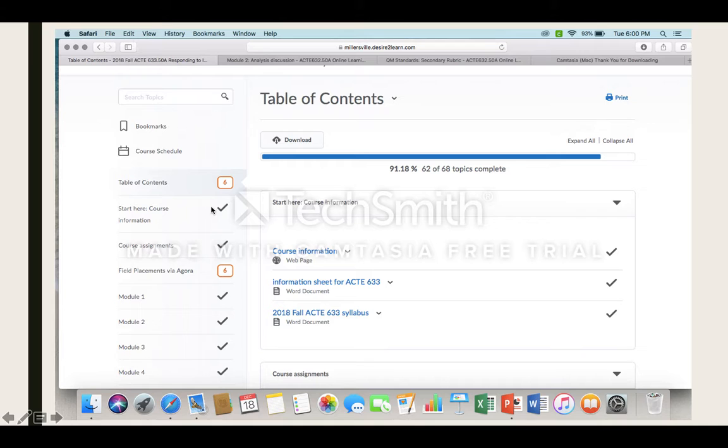So as you can see here, very easy. Desire to Learn makes it nice and simple for us to work our way through because each module can be put in a folder and then all the information's in there. So I think that's really great, and it's a really organized learning management system.